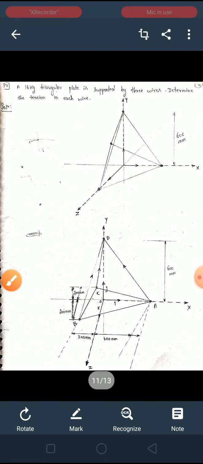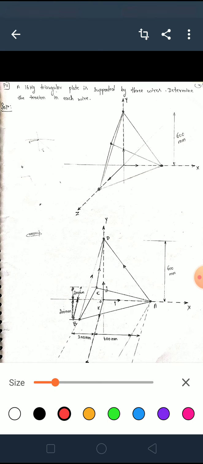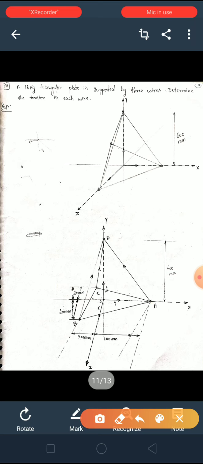So let's see what the different coordinates are. First find out how many points are there. There is point A, there is B, there is C, and there is D. Clear? You need to find out the coordinates of these 4 points. Plus I think you need the weight of the triangular plate, which is given, so that is another coordinate you need to find out. First let's find the coordinates of points A, B, C and D.